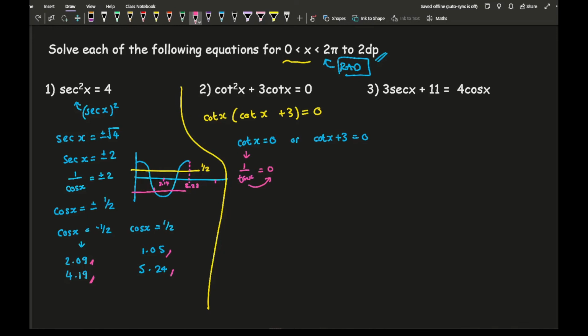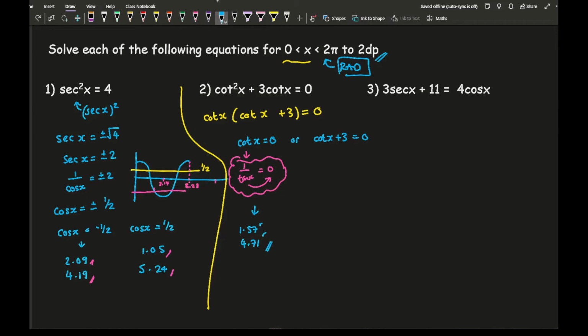Now what you want to do is refer back to the cot x graph, which we showed in the previous video, and you can see that there are actual values that do exist. You can't work this out on your calculator, so what you'd have to do is either use CAST or use the graph to work those values out. Now cot x equals 0 is going to be valid, and it does give you values of 1.57, which is half pi, and 4.71, which is 3 over 2 pi. So there are our two values for that.